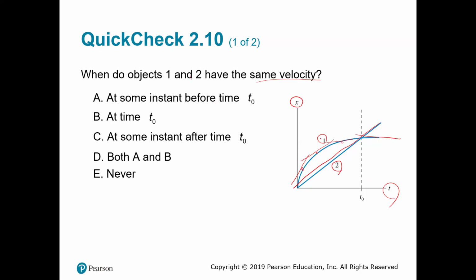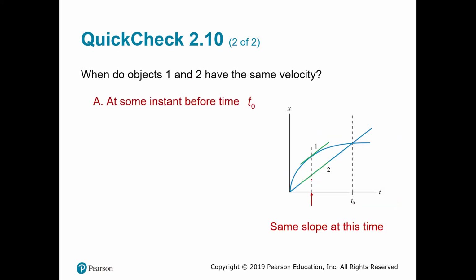So the velocity, which is the slope or tangent of a curved line, is changing. In other words, motion 1 is not a constant velocity motion. The question is when curve 1 has a tangent or slope the same as the slope of line B, so this is somewhere here. So the answer is A, at some instant before time t0. Right here, curve 1 has a tangent line whose slope is the same as this line.